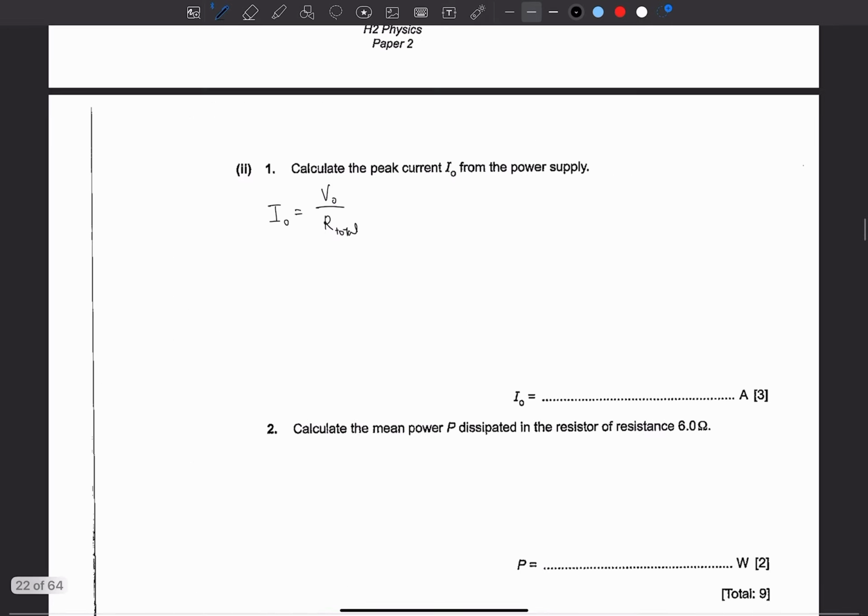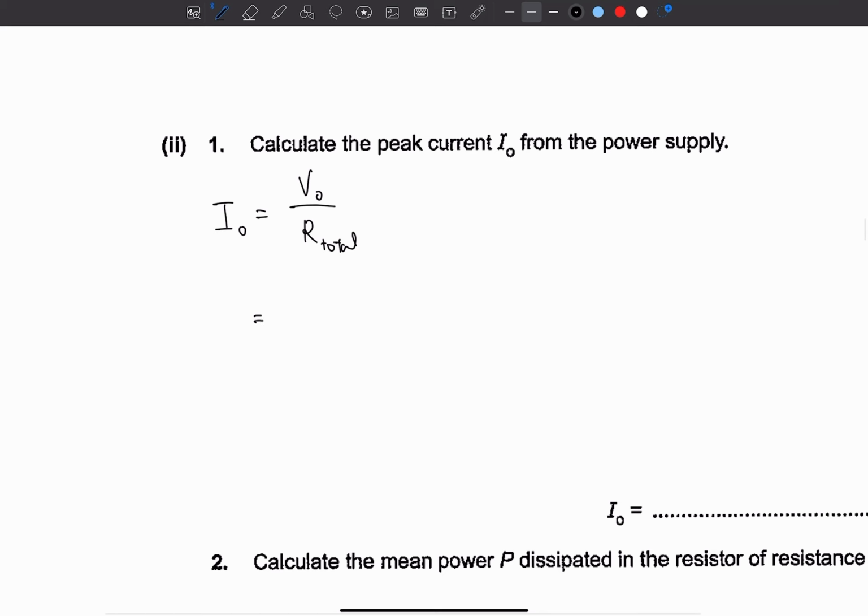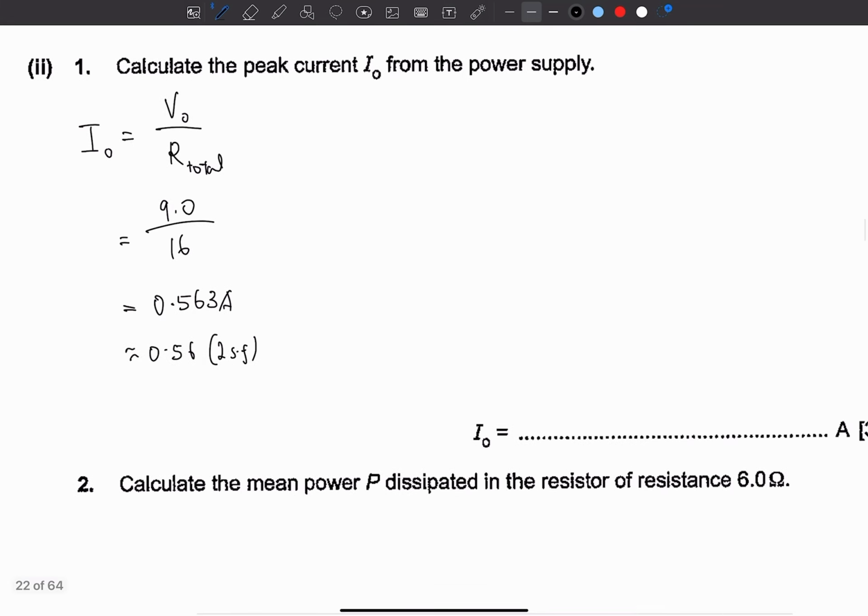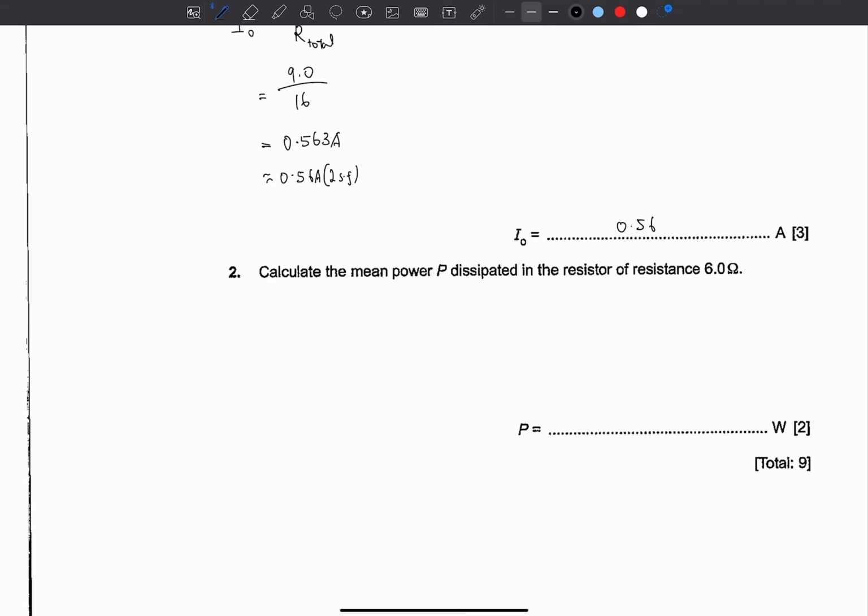Okay. So as we know, V naught was 9.0, R total was 16, and that's it. If you work out the math, you will get 0.563 amperes. You know the drill. Next, they want us to calculate the mean power dissipated in the resistor of resistance 6.0 ohms.